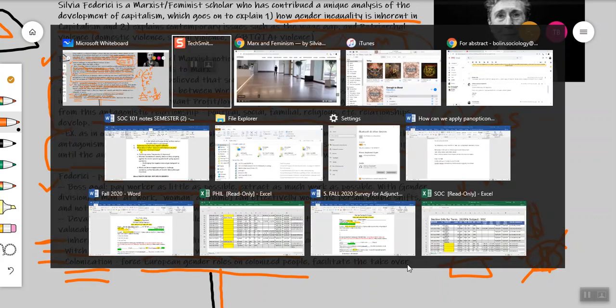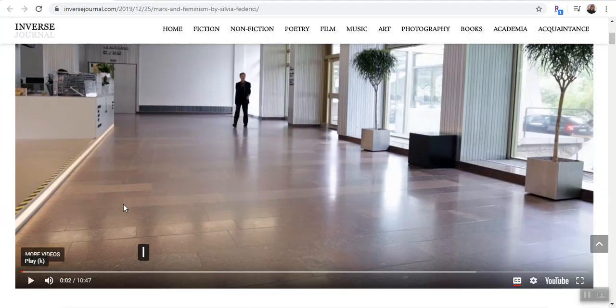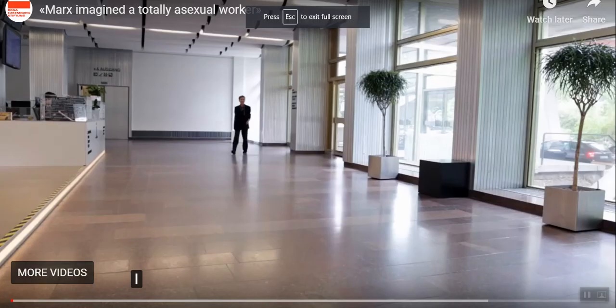So that's the basic introduction of what Federici was doing. So let's go ahead, and I'll post this link in the discussion notes. But here's another more direct image of what Federici, in her own words, is talking about.